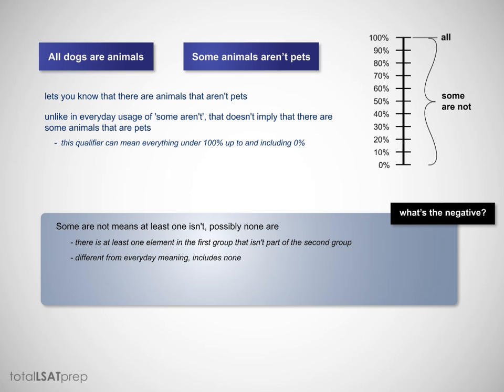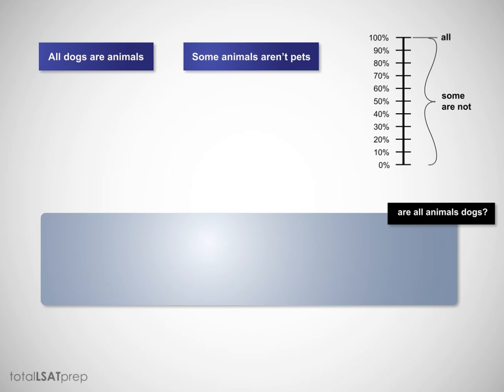Okay, so let's take a look at our initial premise: all dogs are animals. Now, can we reverse that? We say that all dogs are animals, but does that mean that all animals are dogs? So are all animals dogs, according to our definition of what all means, that it means 100%? No. This qualifier is not reversible. So whenever you see all, you know that you can't simply reverse the two concepts. If a premise says all A are B, you cannot automatically assume that all B are A.